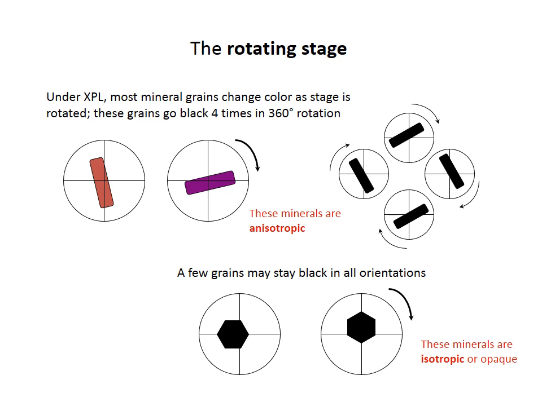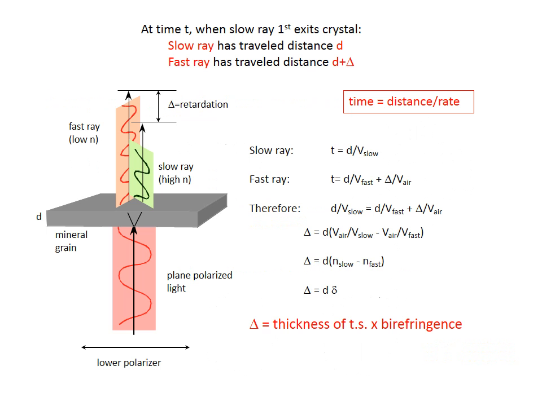Later, we will add one more additional reason why this could happen, why a grain could appear dark in cross-polarized light. And all of these reasons can be differentiated and are useful for identifying minerals.